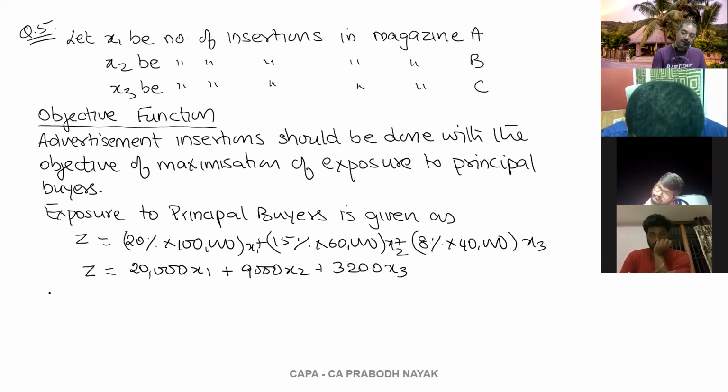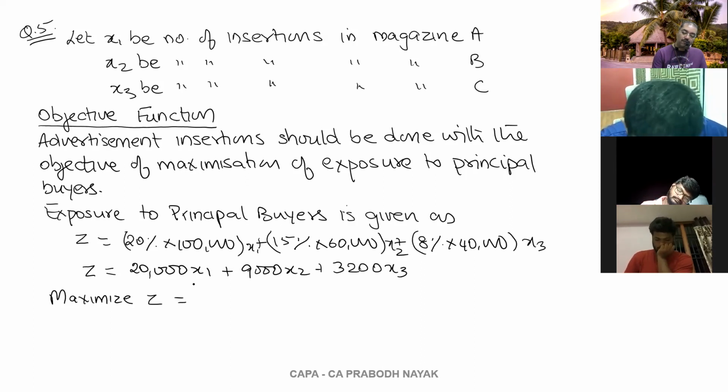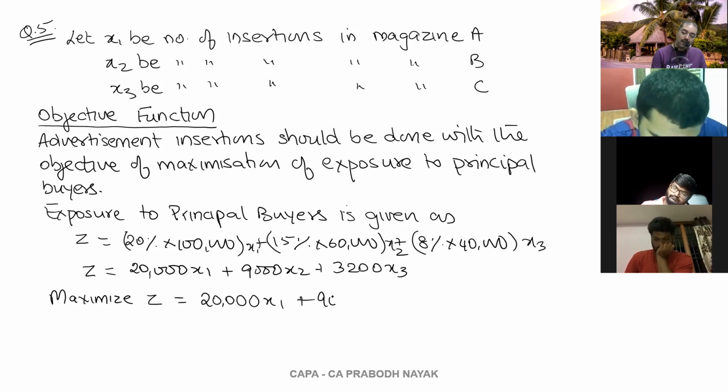So objective function is maximize Z is equal to 20,000 X1 plus 9,000 X2 plus 3,200 X3.